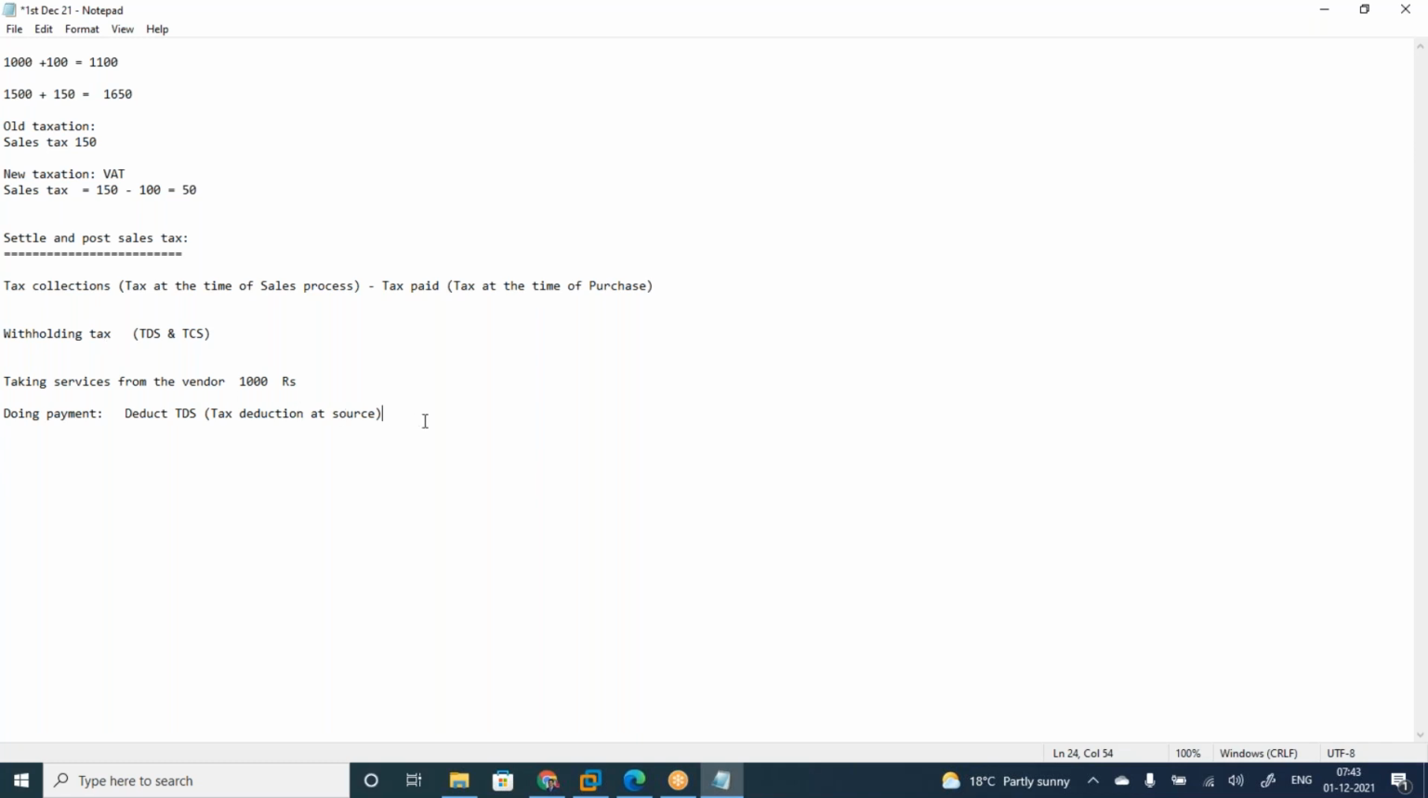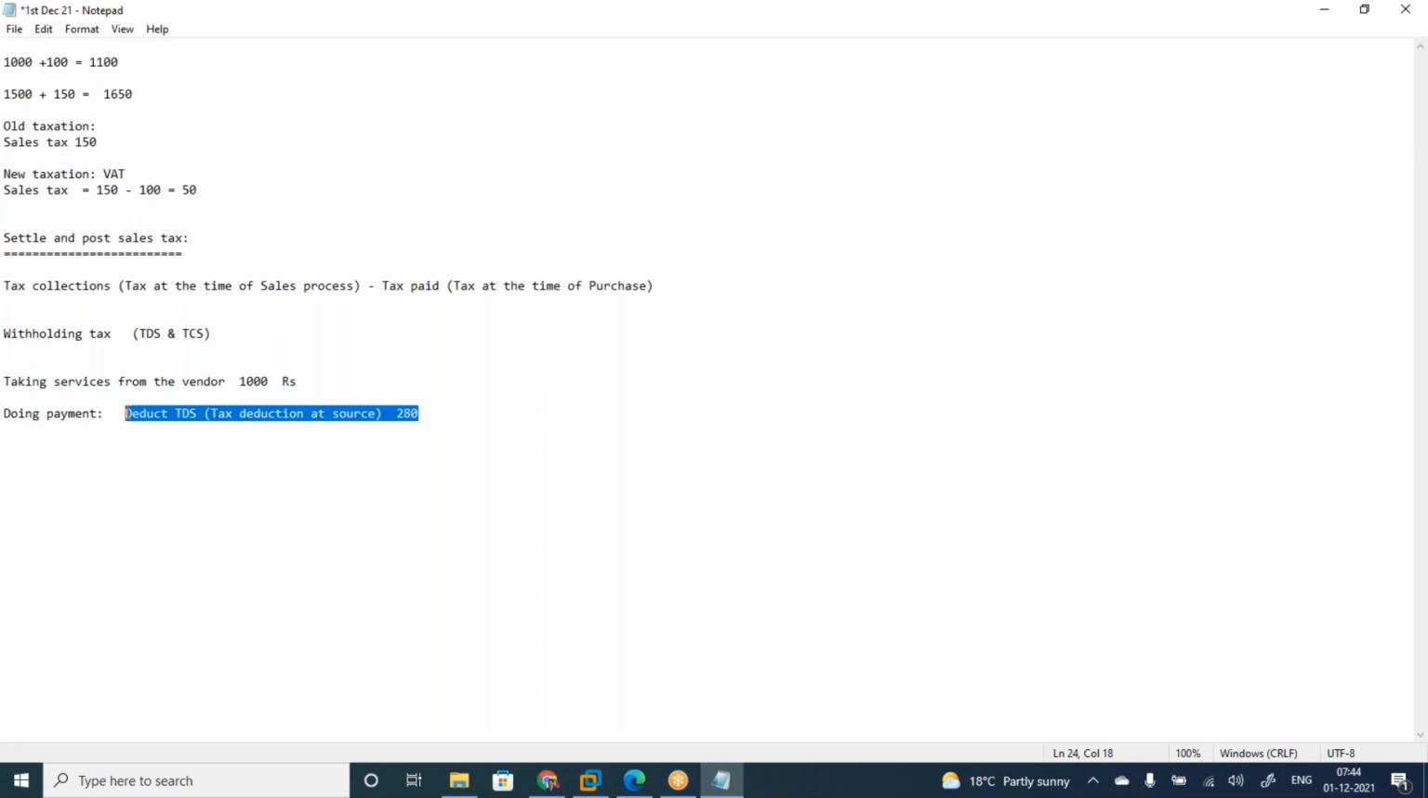So you are deducting this 280 and you are going to pay to the government authority on behalf of this vendor. That is TDS. TDS means tax deduction at source. Actually, the vendor has to pay this tax amount, but now the vendor is not paying. We are deducting the amount from the invoice and paying it to the government authority. That is called tax deduction at source.